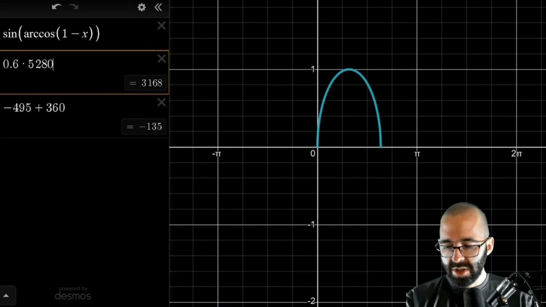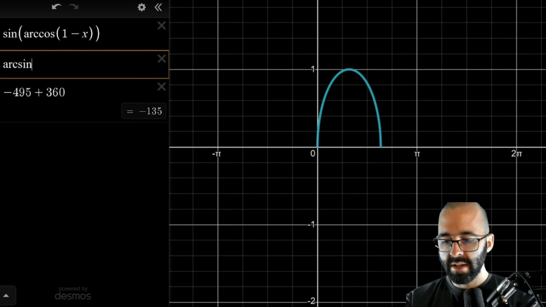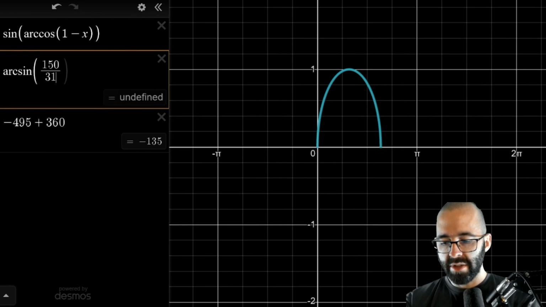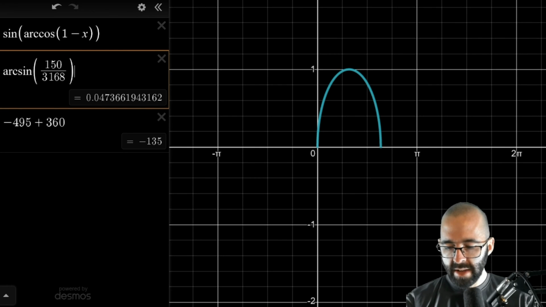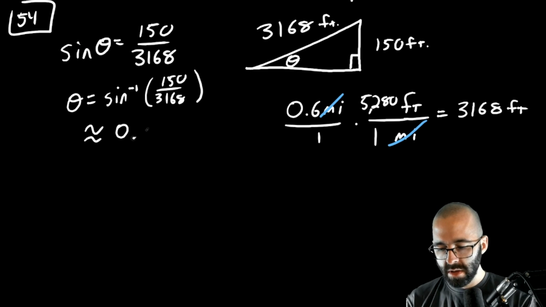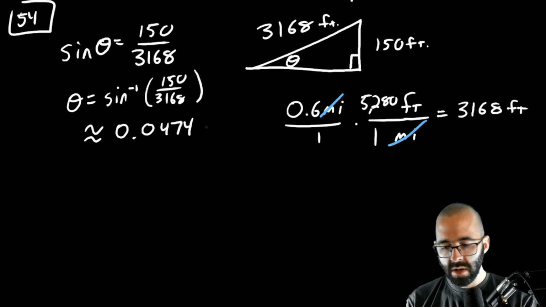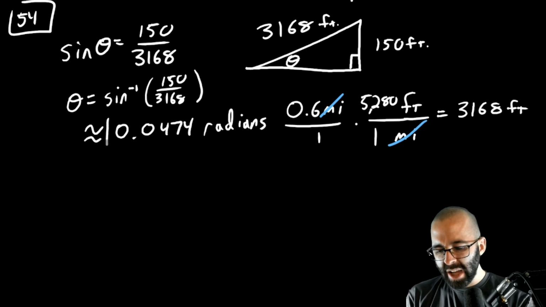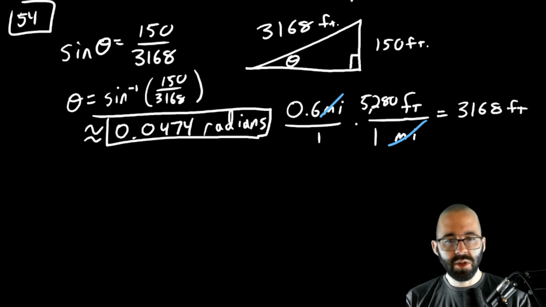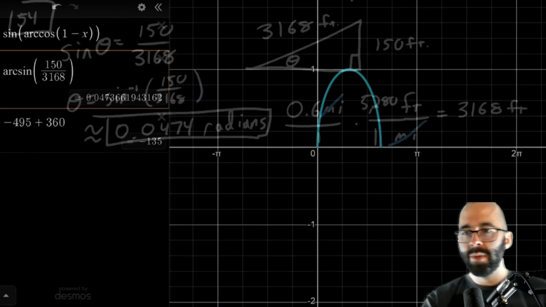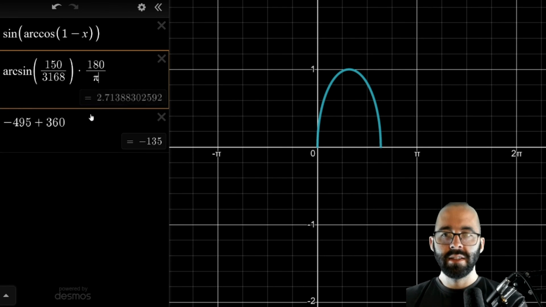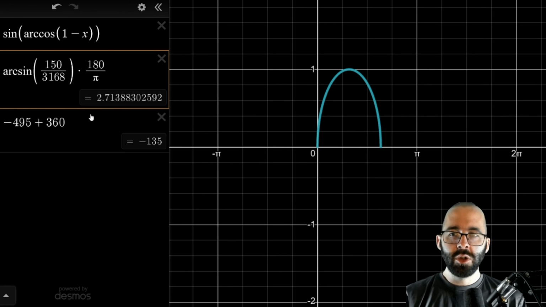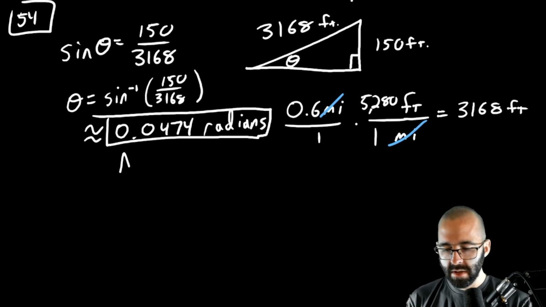We're getting an approximation here. The arc sine of 150 divided by 3168 is going to be about 0.0474. Remember, that's in radians. And that's an okay answer, but when we're talking about the physical world, a lot of times degrees are going to be better. So let's convert that to degrees. Multiply by 180, divide by pi. It's going to be about 2.71 degrees.